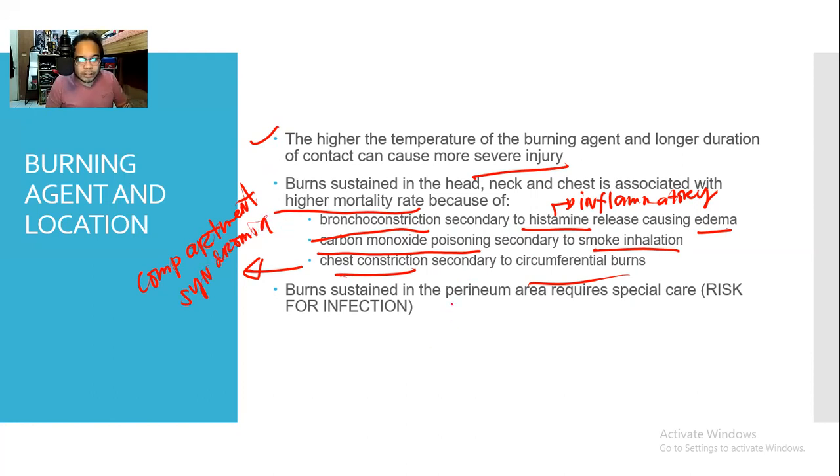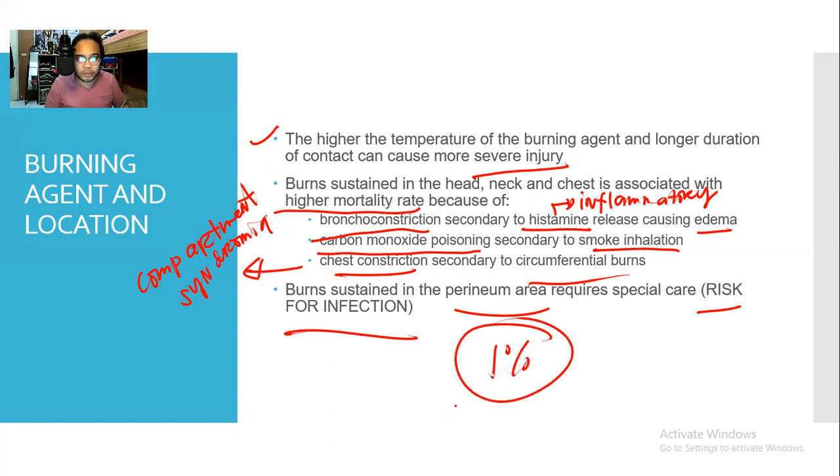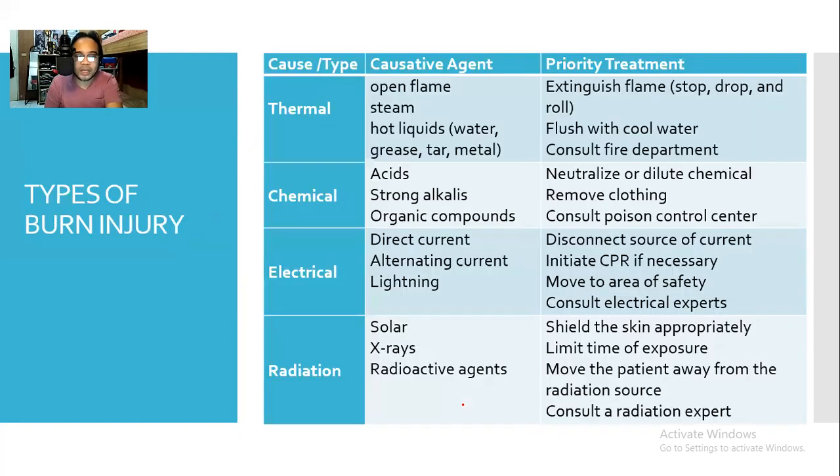Okay? Burn sustained in the perineum area requires special care. No? Risk for infection yan siya dyan for the perineum area. Pero pag sa perineum, ang binibigay natin na percentage dyan is 1% doon sa ating rule of 9. Okay? Ayan. So these are the types of burn injury.